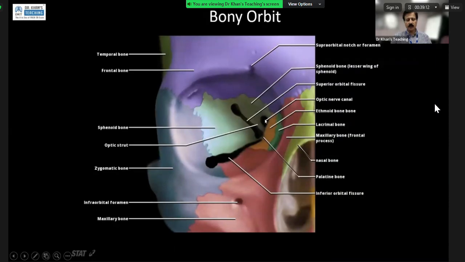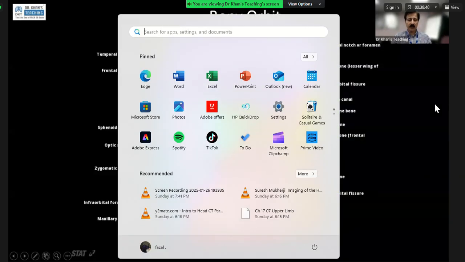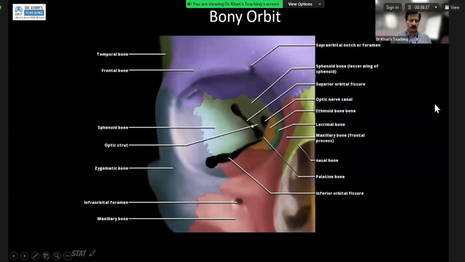Just a recap: the optic nerve and the ophthalmic artery pass through this. In the superior orbital fissure, radiologically speaking, other than the nerves, the most important thing which passes through it, because nerves we don't see on our imaging, and this is an exam thing, is the superior ophthalmic vein. Please remember that the superior ophthalmic vein is a big vein, and I'll show you a few VAA cases about it. And this passes through the superior orbital fissure.